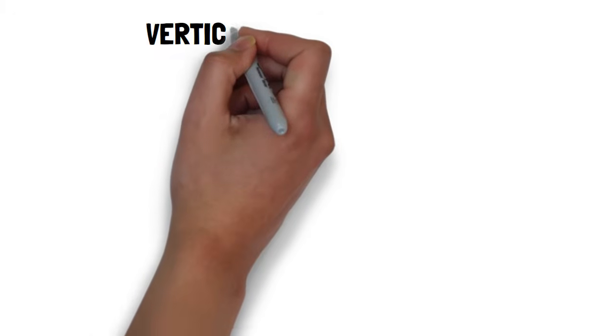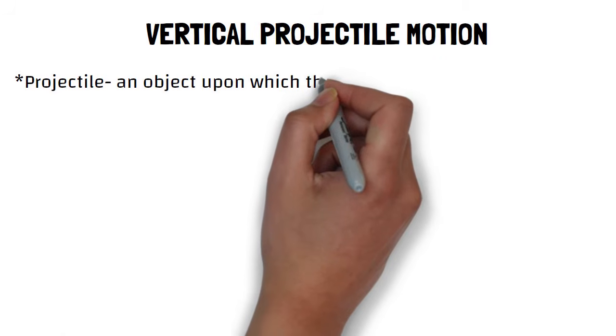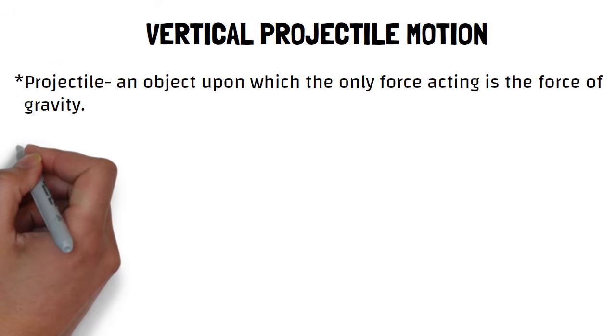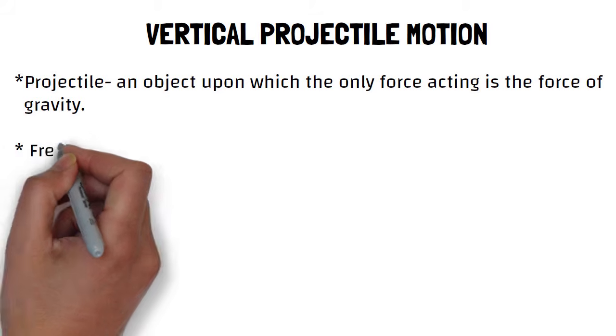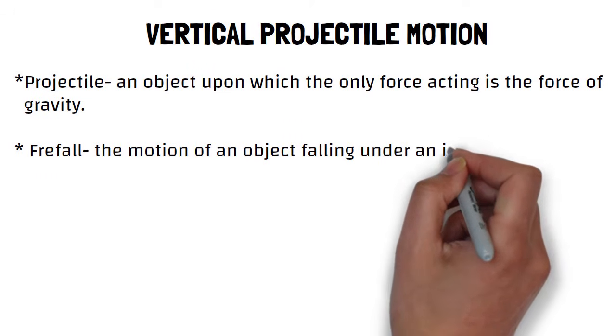Vertical projectile motion refers to motion in a vertical projectile. A projectile is an object upon which the only force acting is the force of gravity. Any object acted on by the force of gravity only, we call a projectile. The motion of this projectile object is called free fall. So free fall is the motion of an object falling under the influence of gravitational force only.